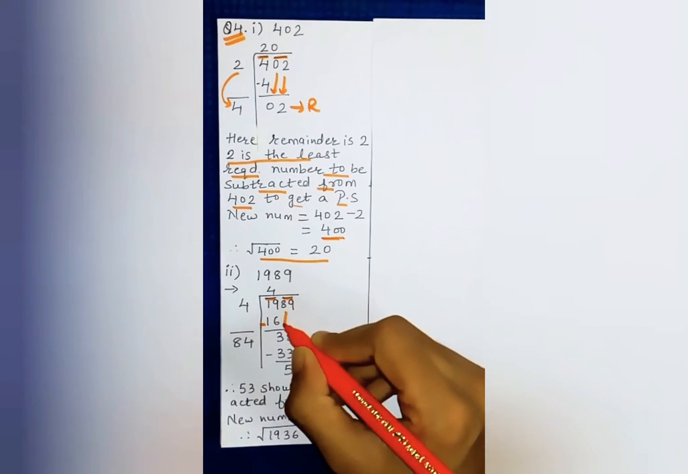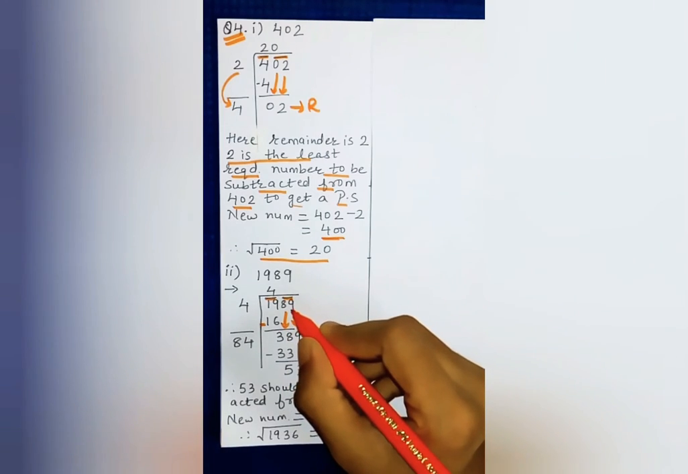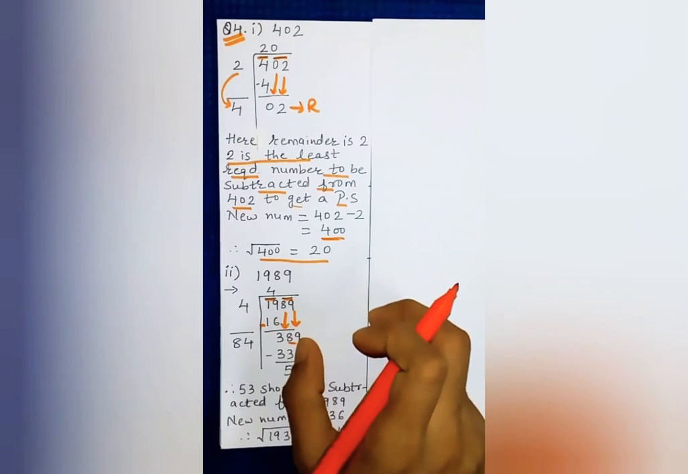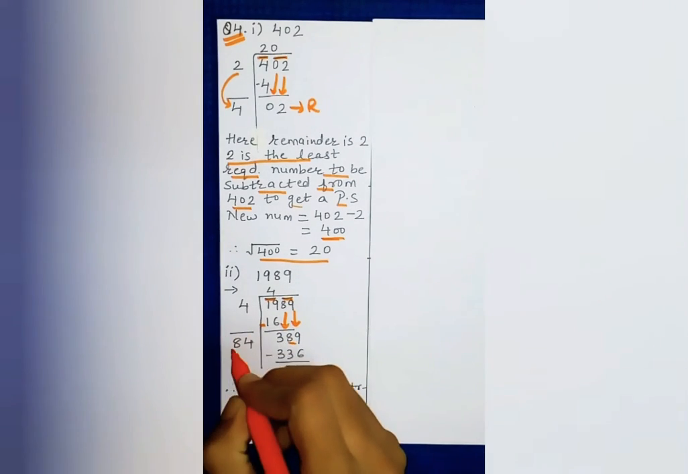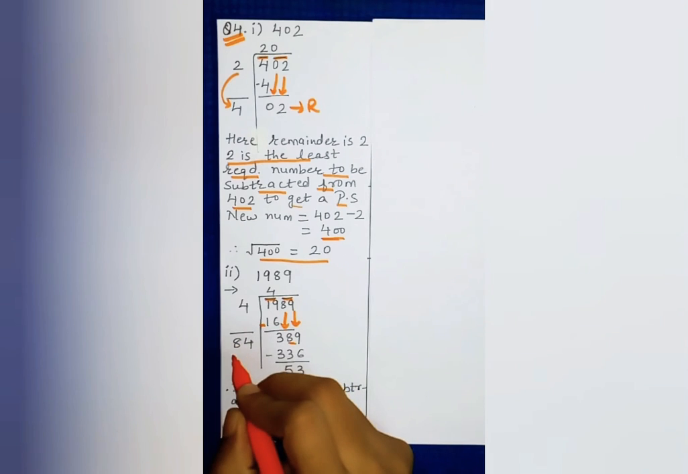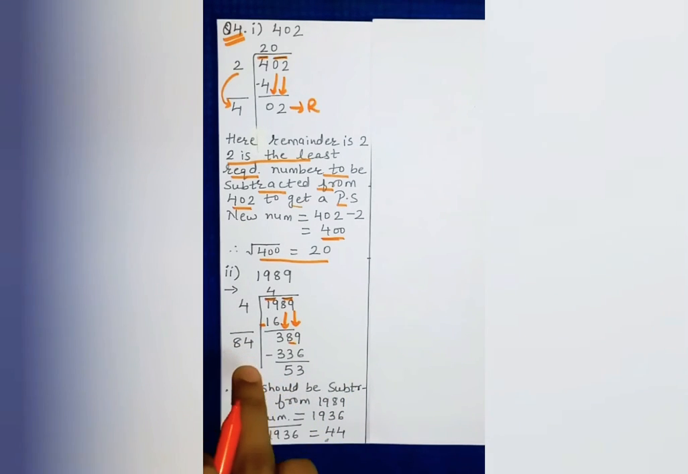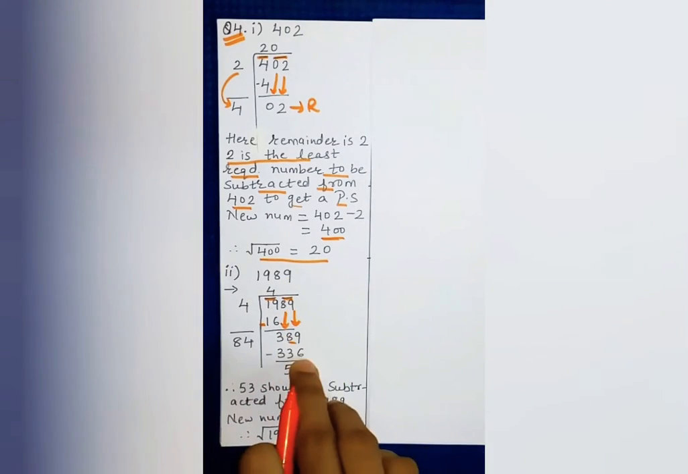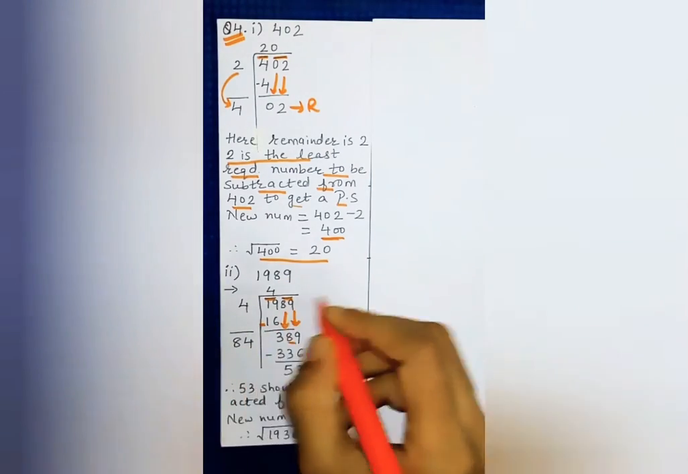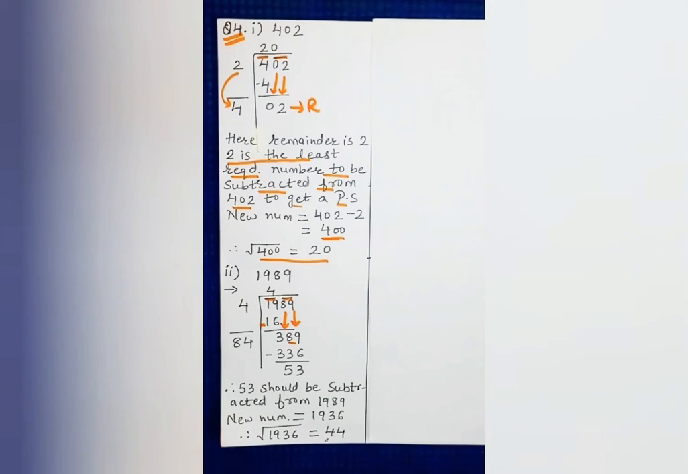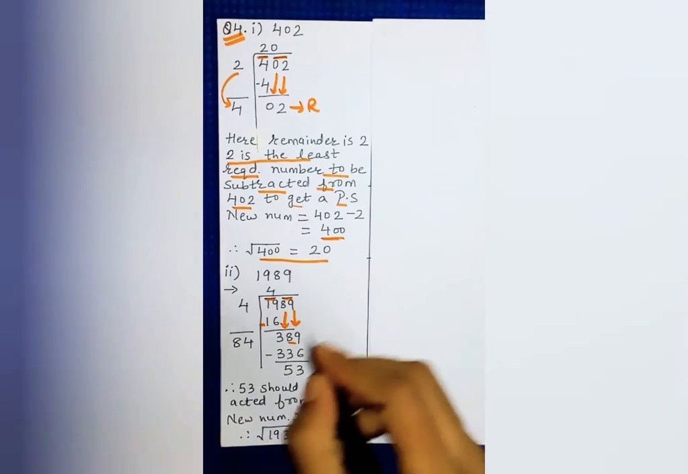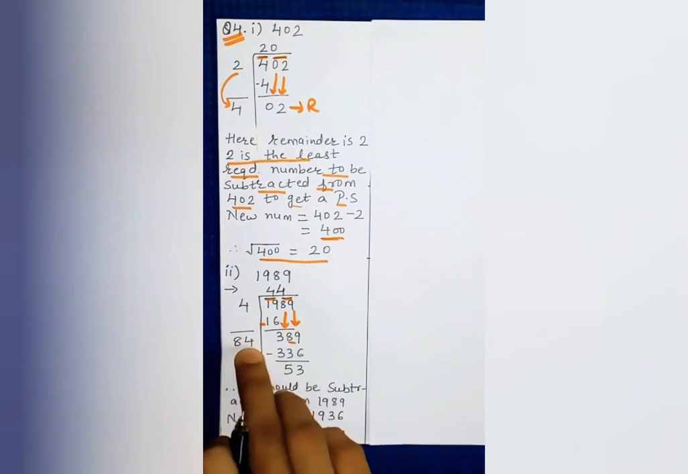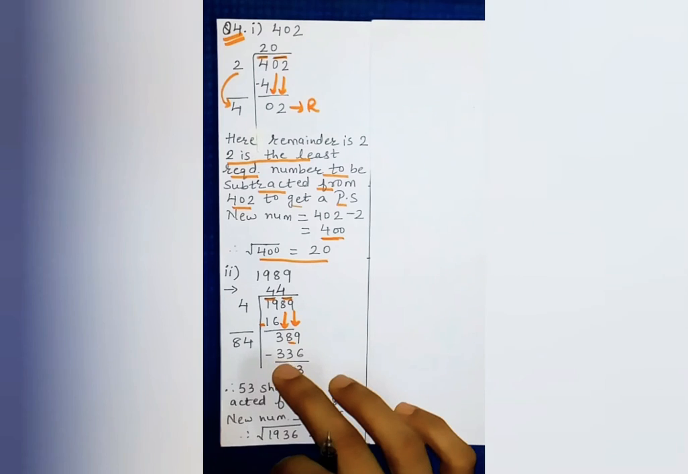This 8 and 9 are both a pair, so we will bring both down. So 389. And here we will do double of 4. So 4 plus 4 is 8. Now what number will you keep here? That same number you need to keep here, and then you should get this. So we can take 4. So 84 fours will be 336.